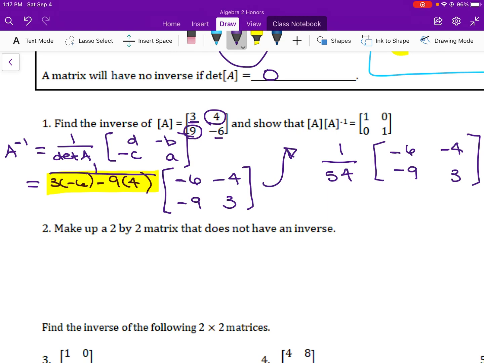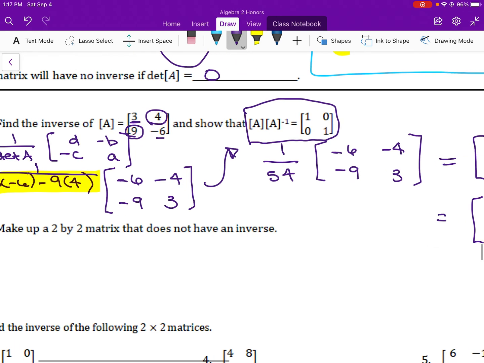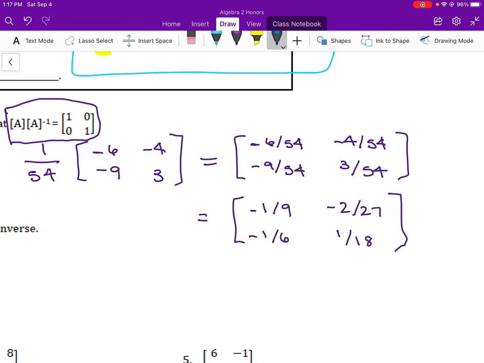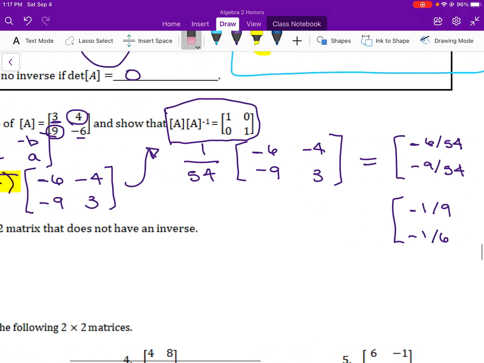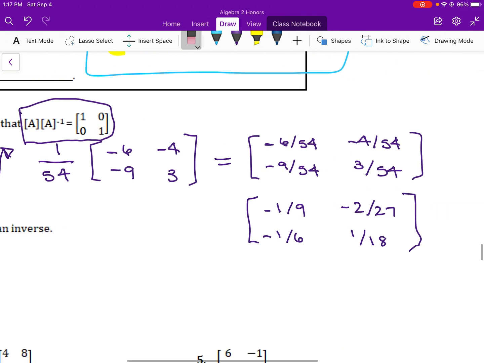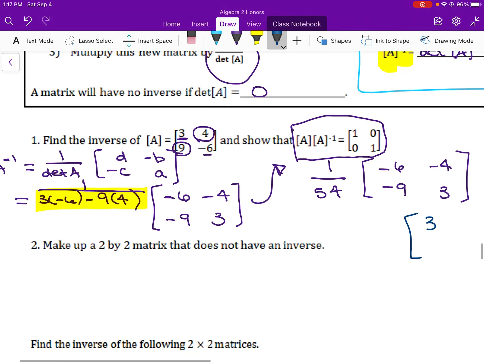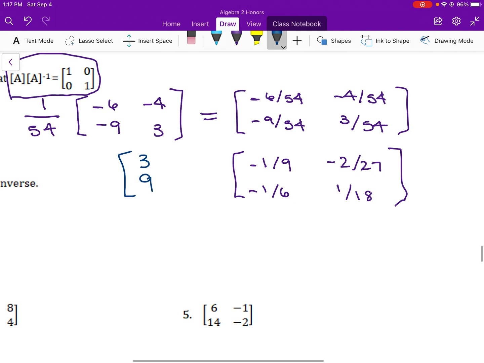Let's now go ahead and confirm the second part here, that when I multiply my matrix A by the inverse, which I just calculated, I'm going to, in fact, get the identity matrix. So I'm going to jump down over here and just copy down matrix A, which is 3, 9, 4, -6. And let's multiply these two together. I want to multiply these two matrices to see if I do, in fact, get the identity.